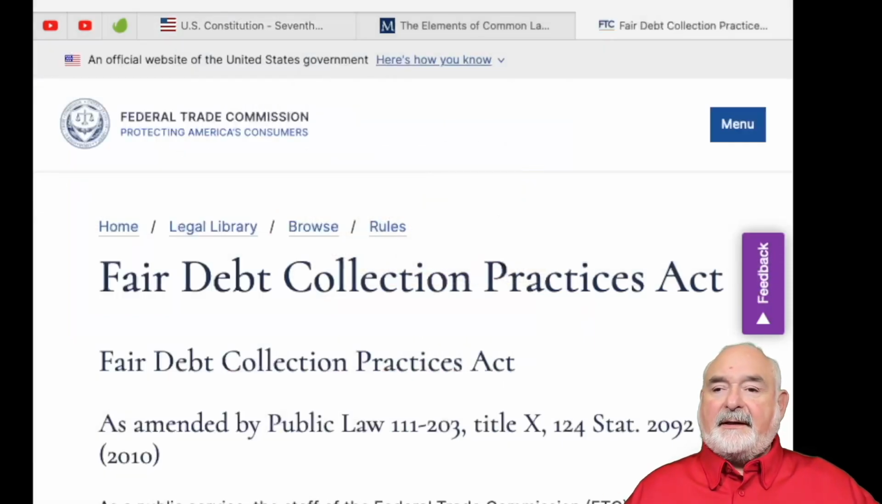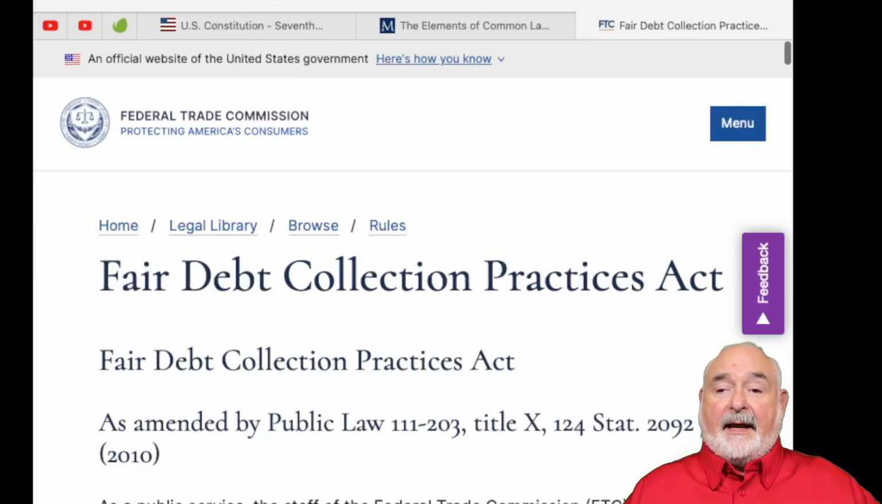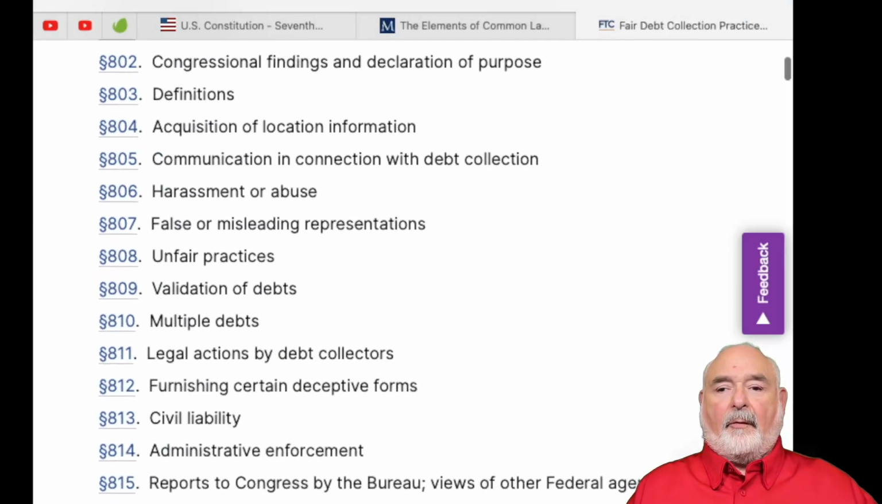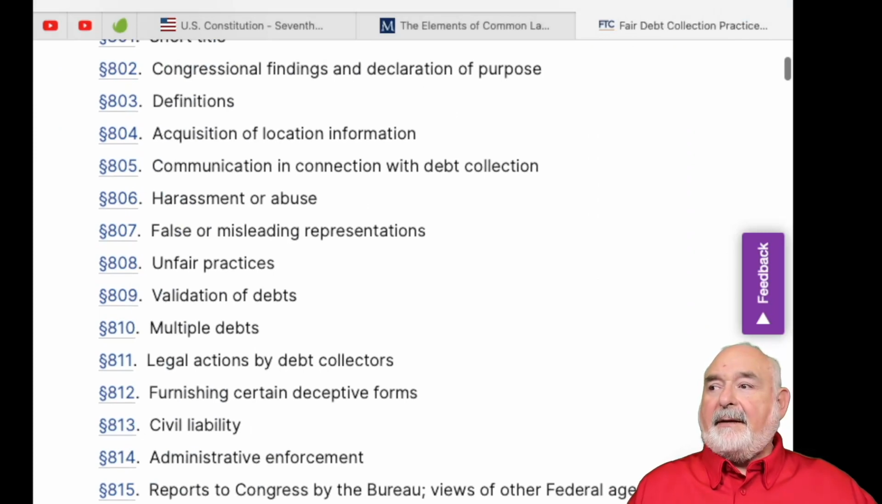This is the Fair Debt Collection Practices Act. It's a federal civil statute that provides a right of action for individuals who are deceived, harassed, or otherwise vexed by debt collectors. And in the text of the act, it provides for civil liability.